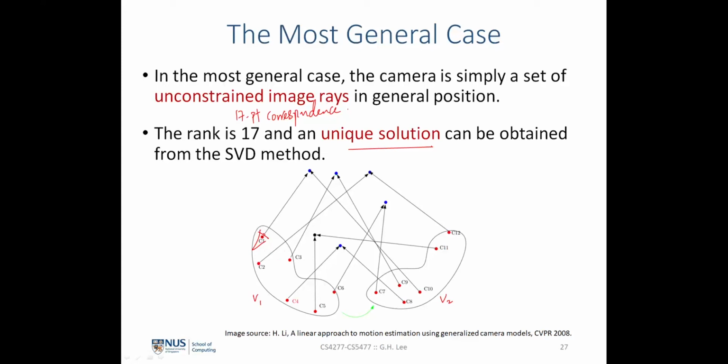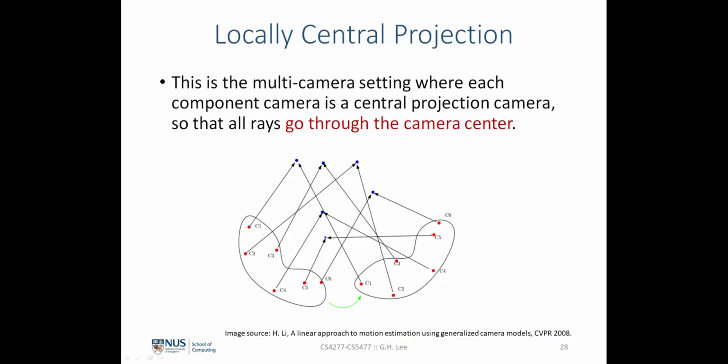This means that this particular 3D point here is not tracked over the generalized camera in the same camera under the multi-camera setting. So in this particular case, this would be the most general scenario where the 17 point correspondences would be linearly independent, and there would be a unique solution as we have seen earlier on.